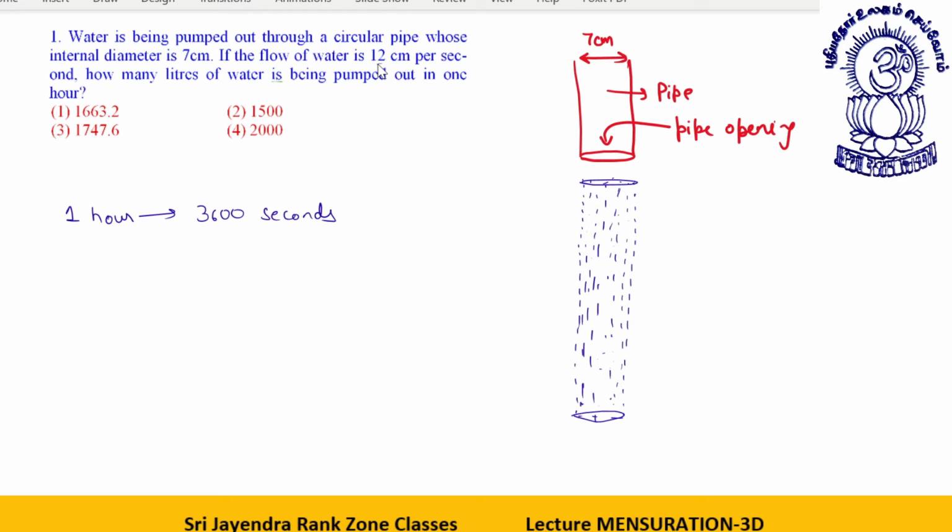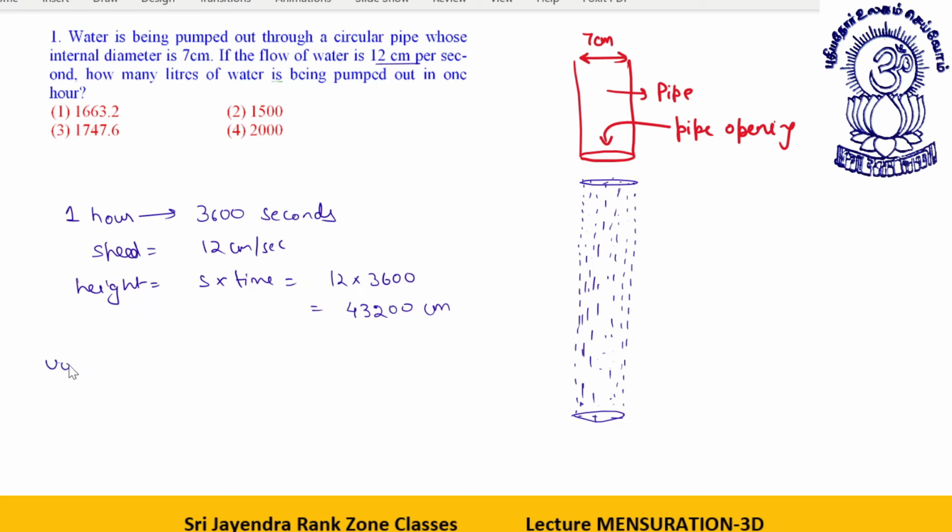If the flow of water is 12 centimeter per second, the speed is 12 centimeter per second. So how much water is coming out? What will be the height of this water? The height of the water will be speed into time, that is 12 into 3600. So far clear? That will be 43200 centimeter. This much water comes out in 1 hour. I hope there is no doubt in this.